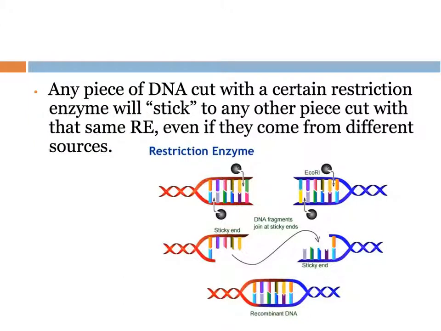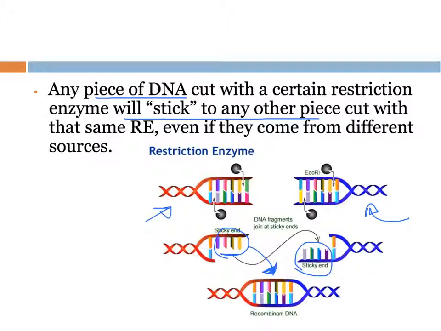So what's important about restriction enzymes is that any piece of DNA that's cut with a particular restriction enzyme will stick to any other piece of DNA cut with that same restriction enzyme, even if they're from entirely different species or sources. So we've got one DNA here from one organism and another bit of DNA over here from another organism, but because they have been sliced open with the same restriction enzyme, these two ends are complementary, or sticky, and through the right process of another enzyme being involved, we can actually join these two pieces of DNA together.